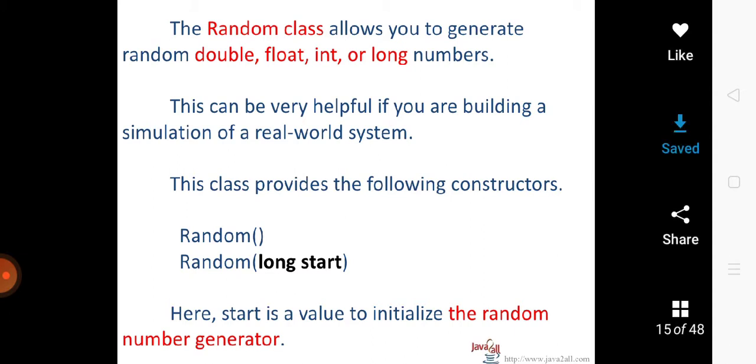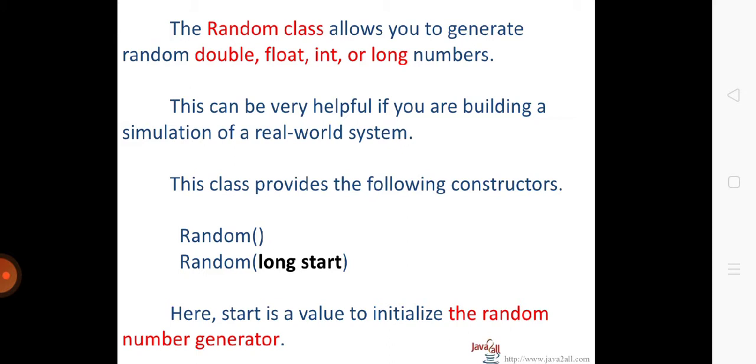The random class allows you to generate a random value. It could be double, float, int and long numbers. Meaning, the data type can be any of these. You can generate any random value of type double, float, int or long through the random class if you want to use it. This can be very helpful if you are building a simulation of a real world system. As I told you, if you are going to use some real world or statistical problems, then you will need some random values for your program.